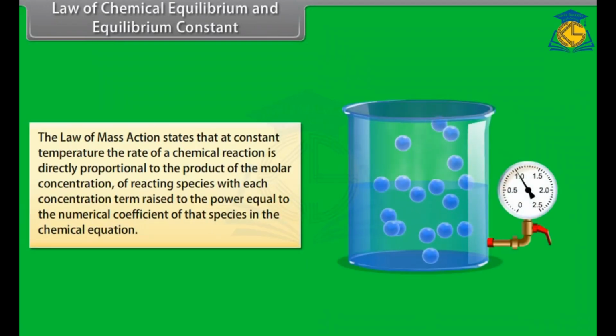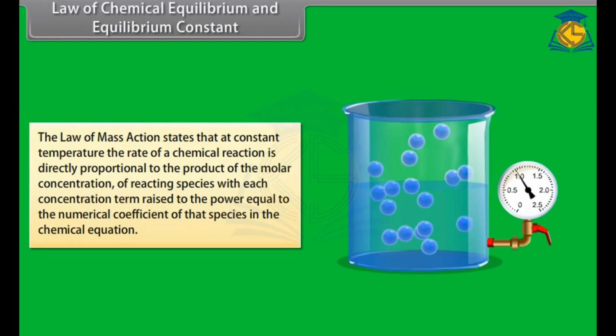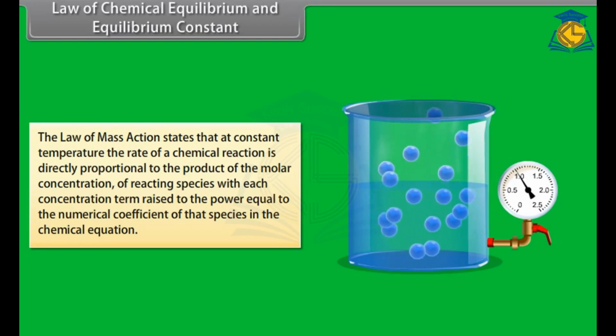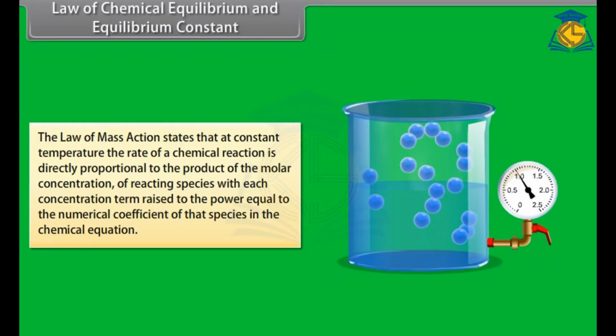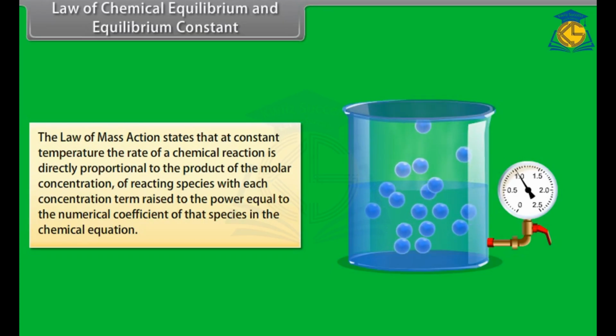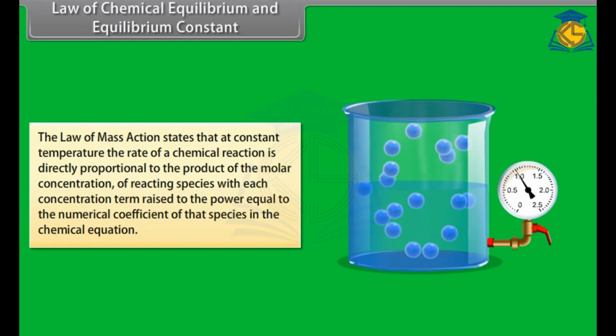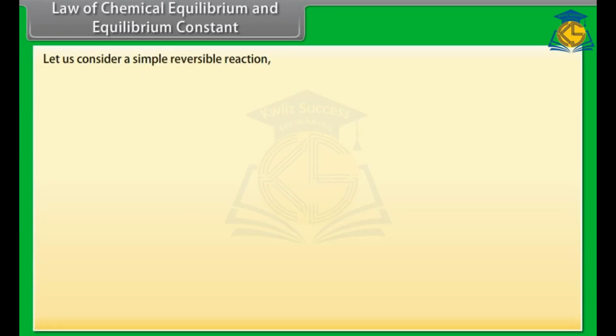Law of chemical equilibrium and equilibrium constant. The law of mass action states that at constant temperature, the rate of a chemical reaction is directly proportional to the product of the molar concentrations of reacting species, with each concentration term raised to the power equal to the numerical coefficient of that species in the chemical equation. Let us consider a simple reversible reaction. The reactants A and B react to form the products C and D.